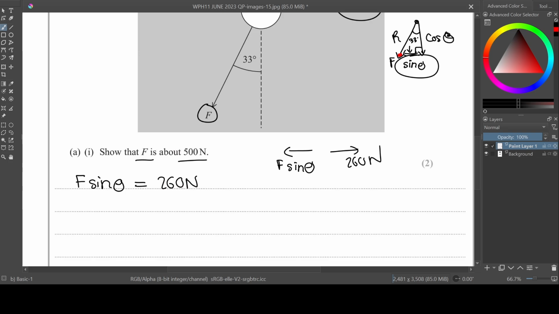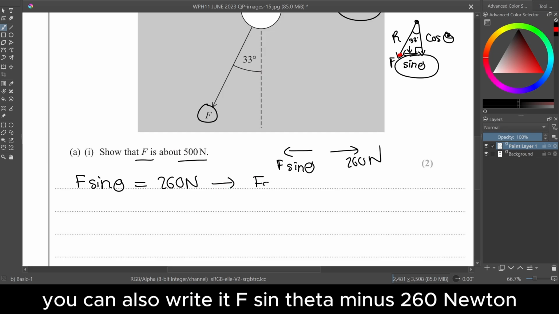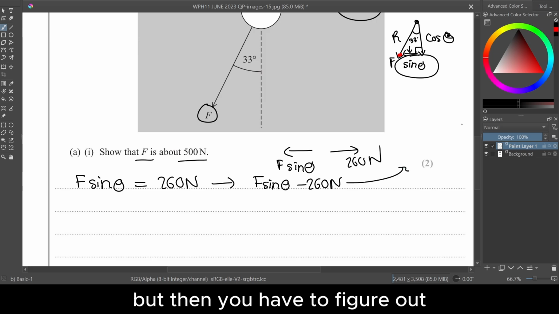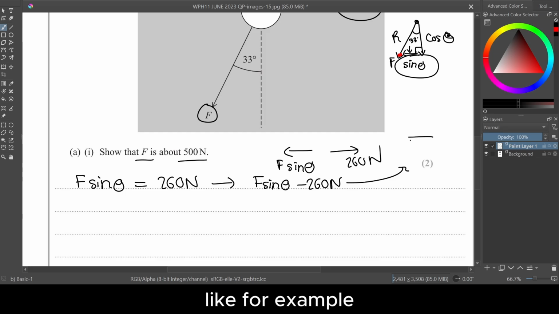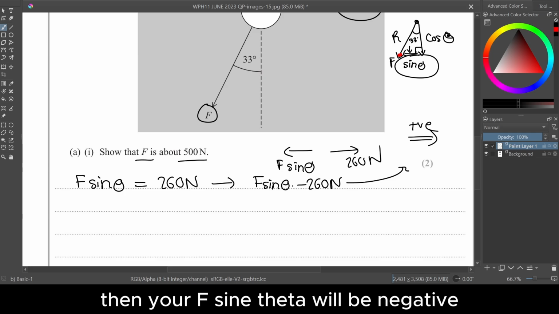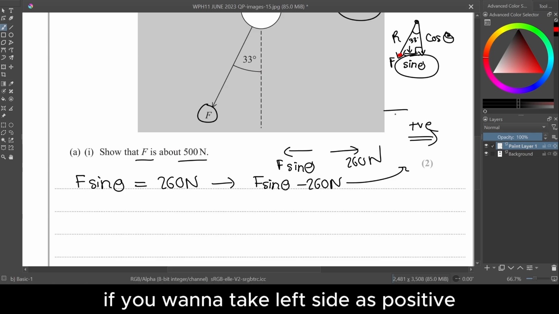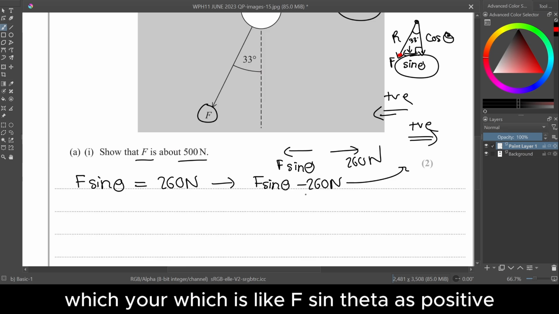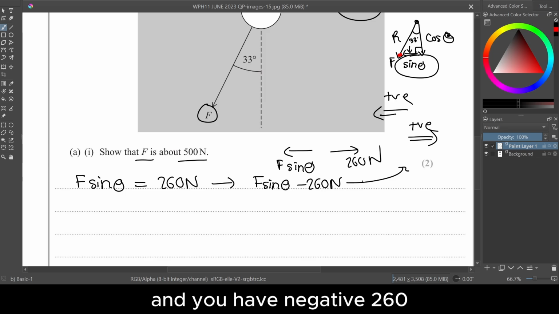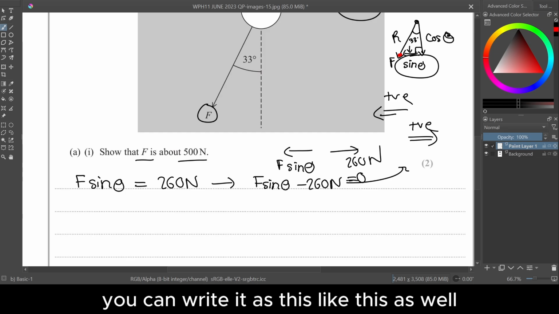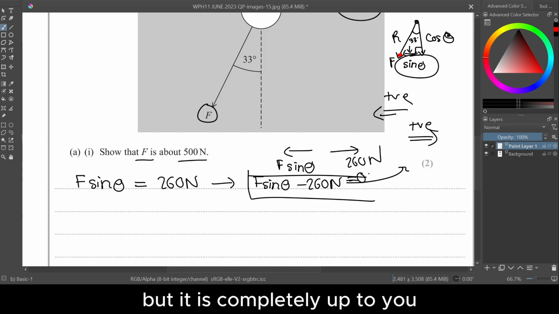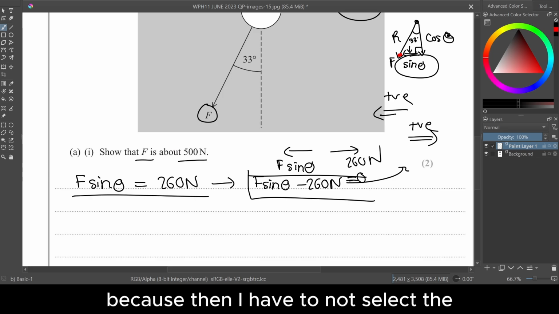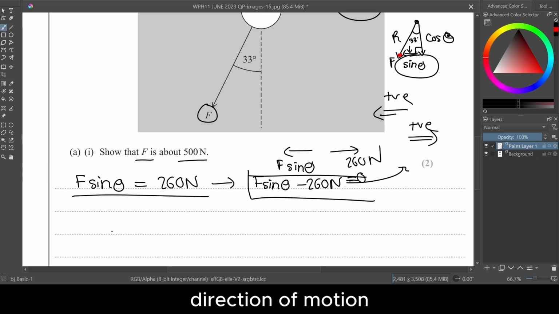You can also write it F sine theta minus 260 Newton, but then you have to figure out what direction of motion you want to take. For example, if you want to take right side as positive, then your F sine theta will be negative and your 260 will be positive. If you want to take left side as positive, you will have F sine theta as positive, and negative 260, which is now equal to 0 as well. You can write it like this as well, but it is completely up to you. I prefer this way because then I do not have to select the direction of motion.